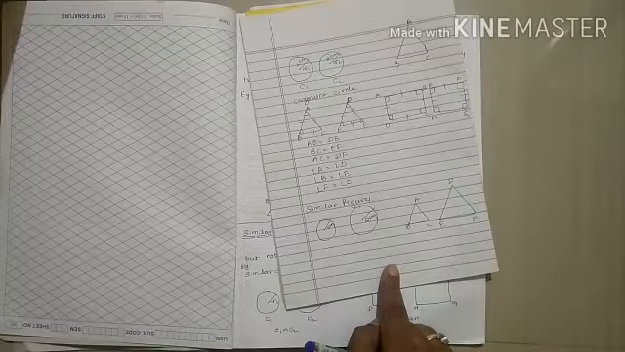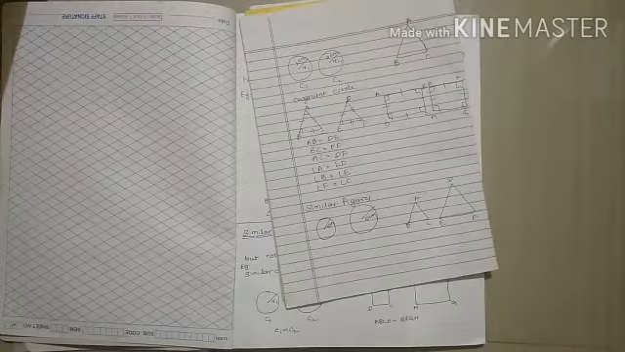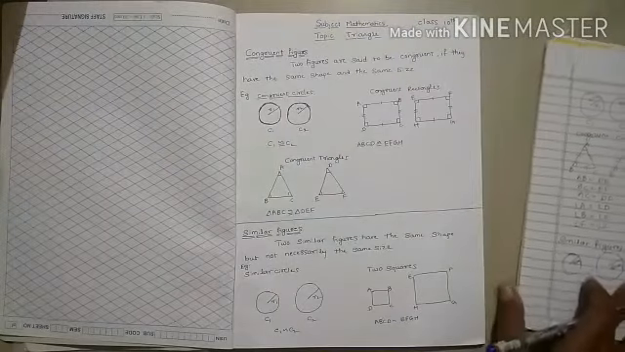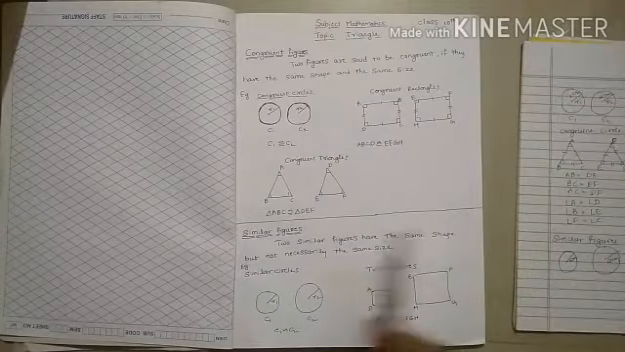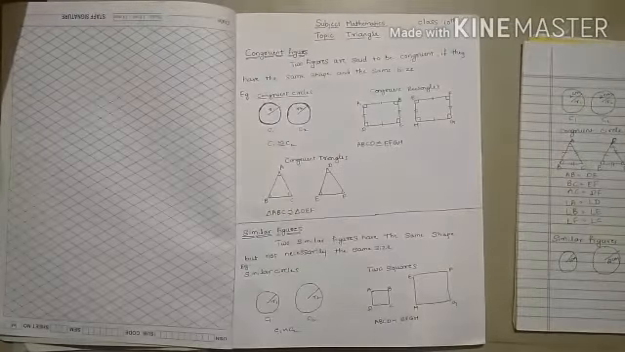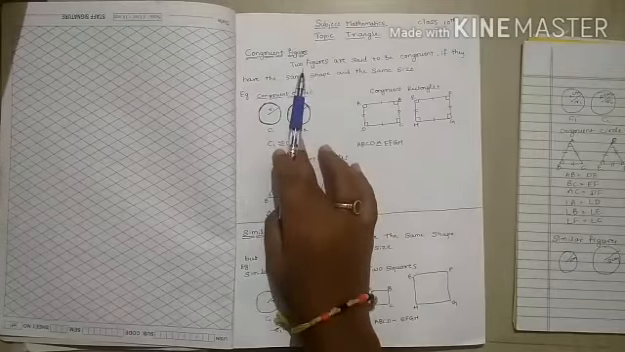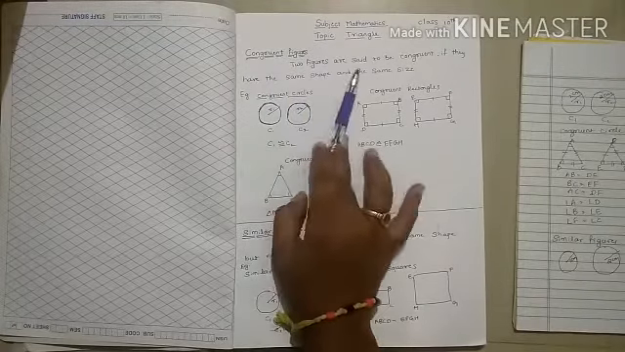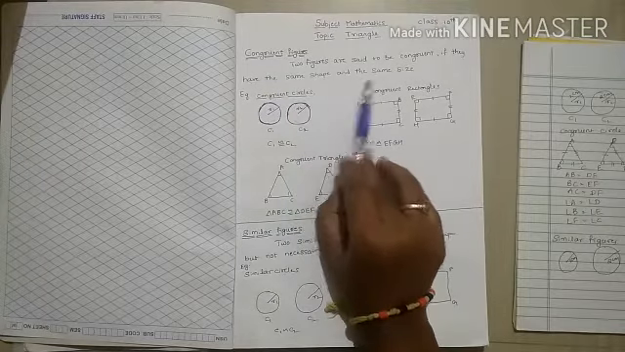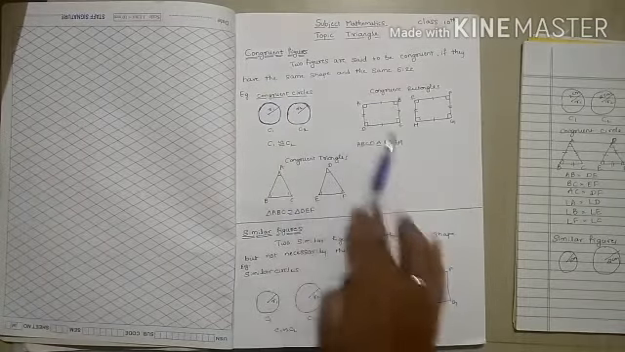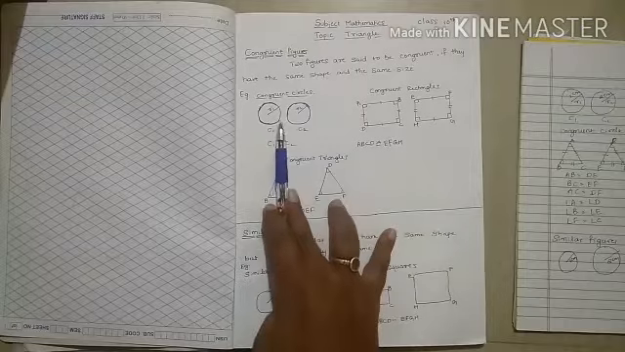Next, particularly in your syllabus, you are going to learn about the similar triangles. Now, before going to start similar triangles, just copy this. See, here I have written the congruent figures definition. Two figures are said to be congruent if they have the same shape and the same size. Just copy these congruent circles.